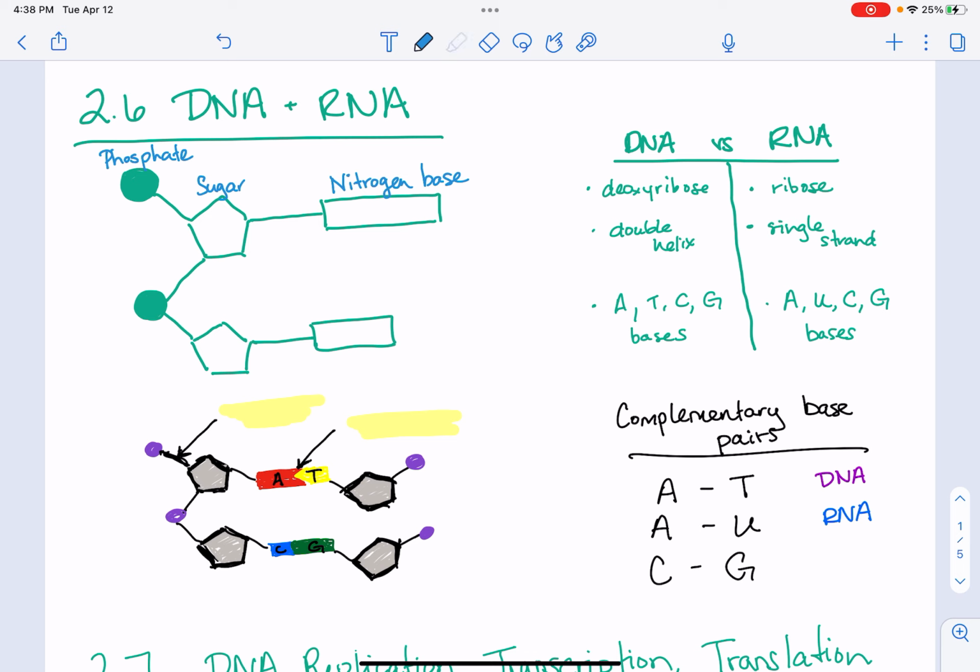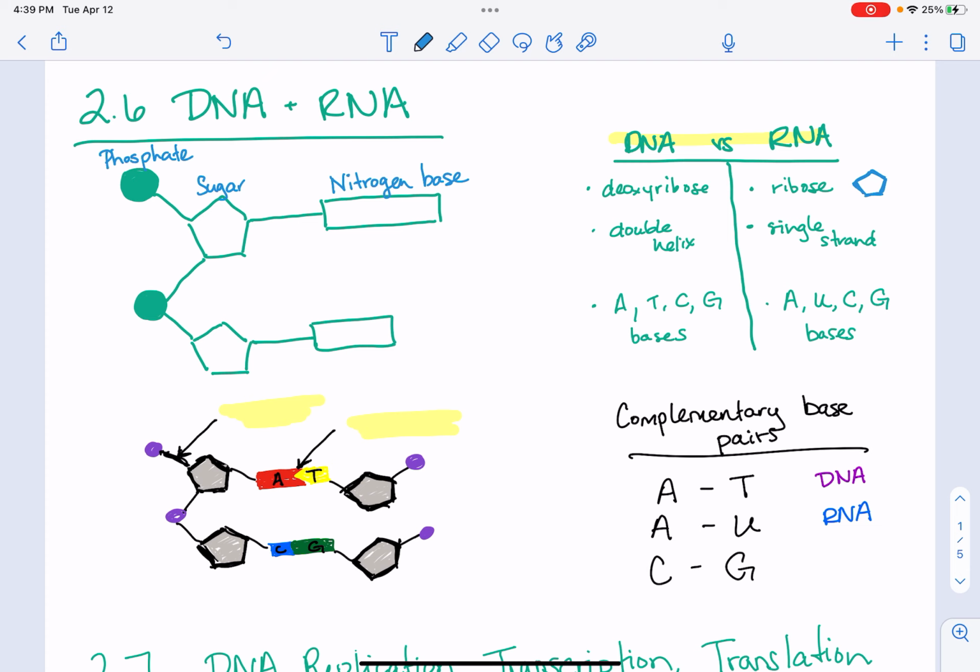You do need to know the difference between DNA and RNA. There are three main differences. The first one being the type of sugar used. Both deoxyribose and ribose are pentose sugars, meaning the ring is made of five atoms with an oxygen at the top, and then the others are carbon, but they are slightly different. Don't worry too much about the difference, except you do need to know what ribose looks like and how to draw ribose.